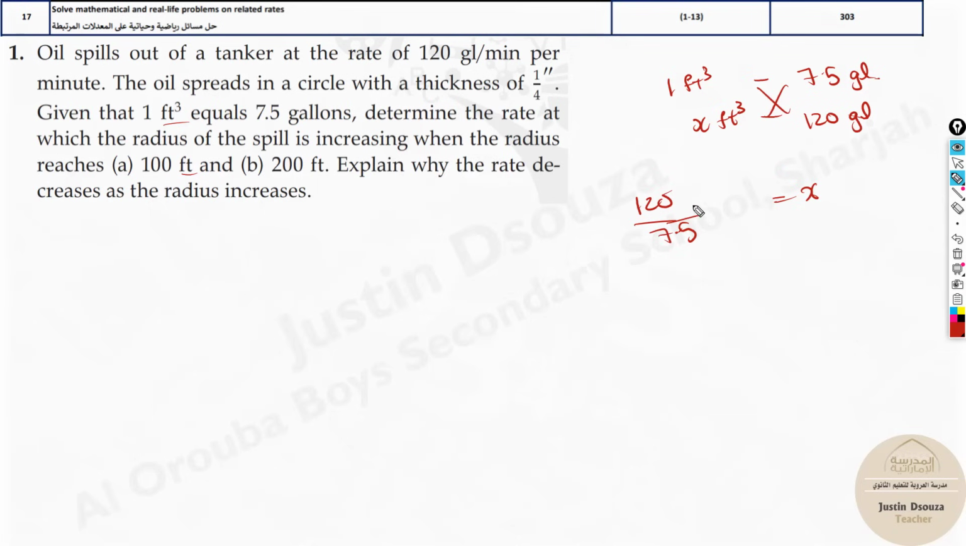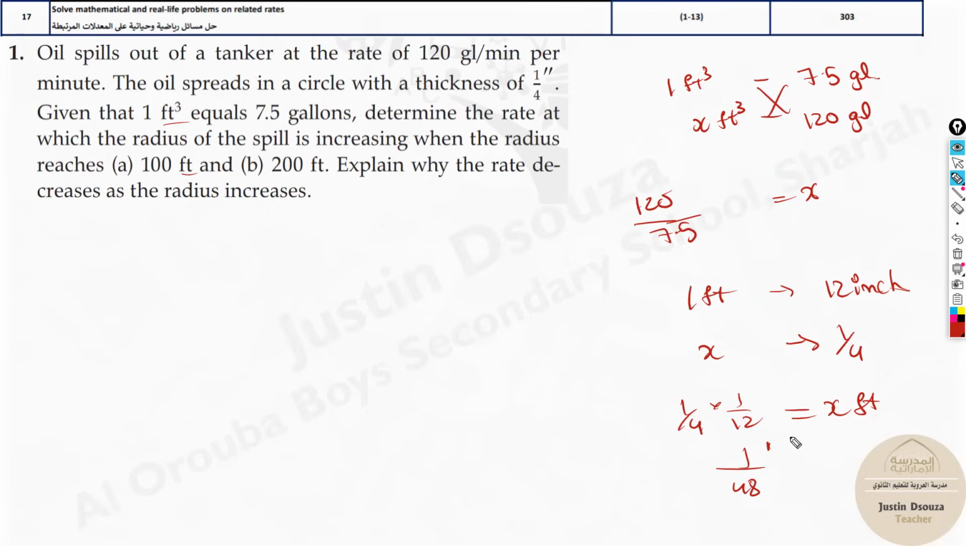Now, what about inches and feet? 1 foot is 12 inches. So how much feet is 1/4 inch? Take this to the other side. It'll be 1/4 divided by 12, so the 12 goes down. I'll just write 1 by 12. This will be equal to x in terms of feet. It'll be 1 by 48. I hope this is clear. This is in terms of feet. We have 1 by 48 feet thickness and 120 by 7.5 feet cube rate of volume.